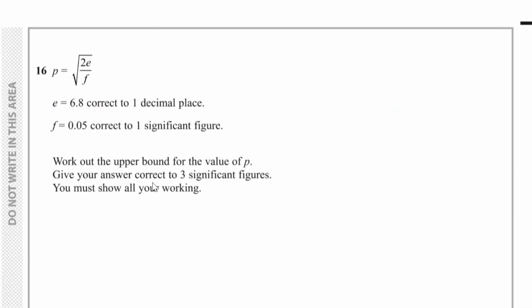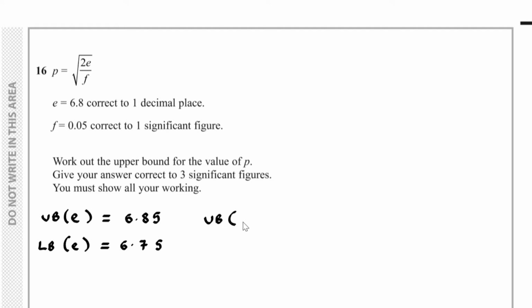Question number 16. P is equal to 2e over f square rooted, e is equal to 6.8 to 1 decimal place, and f is equal to 0.05 to 1 significant figure. We have to work out the upper bound for the value of P to 3 significant figures. Well, if I calculate the upper bound of e, that will equal 6.85. The lower bound of e will equal 6.75.